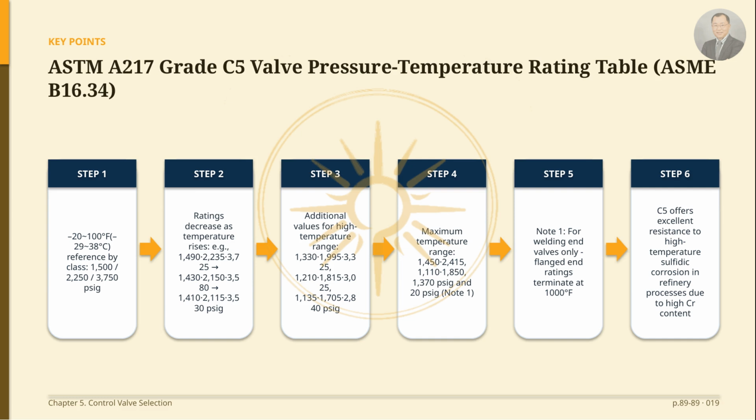20 sig. According to Note 1, the 20 sig value applies only to welding end valves, and flanged end ratings terminate at 1000 degrees Fahrenheit. Meanwhile, although WC9 has replaced C5 in many applications, C5 continues to be used in refinery applications because its higher chromium content provides better resistance to high-temperature sulfidic corrosion.